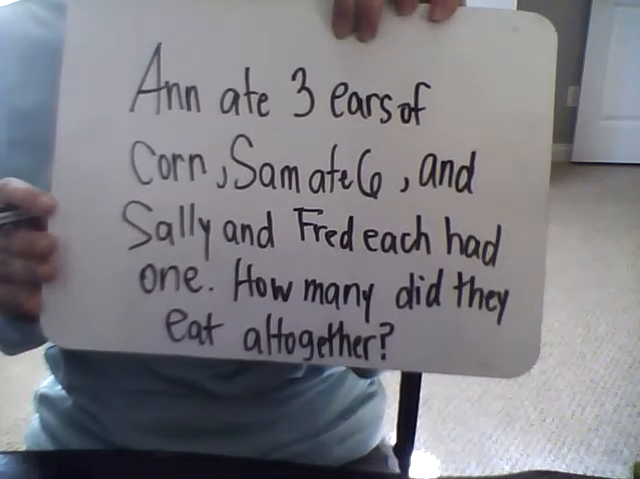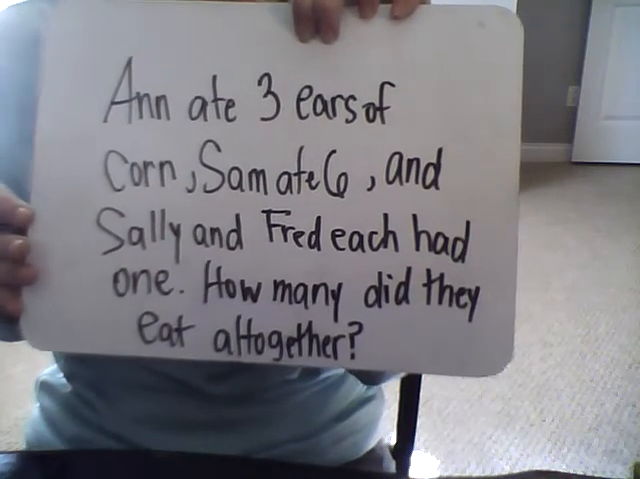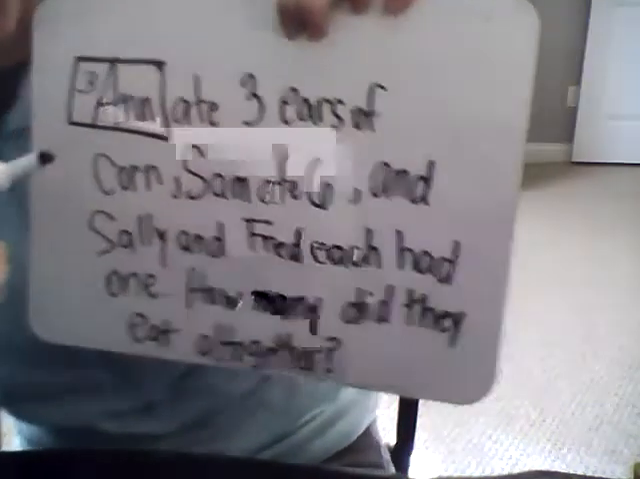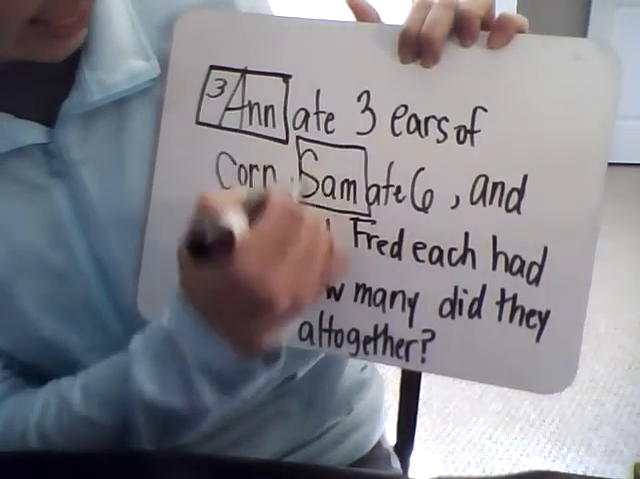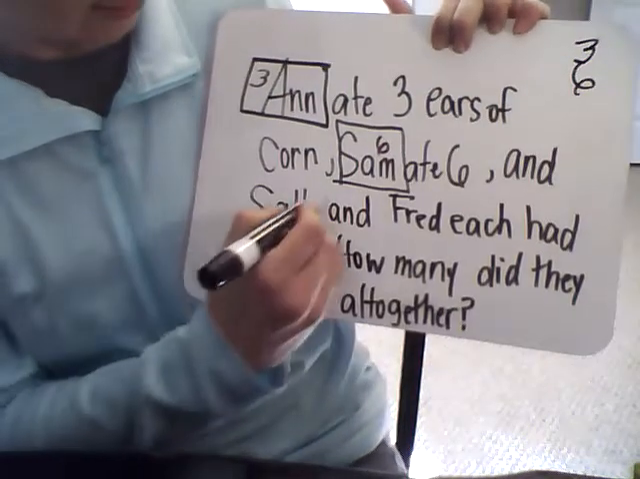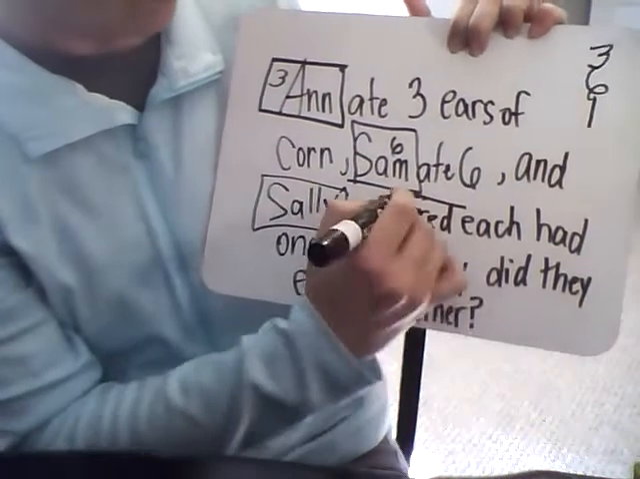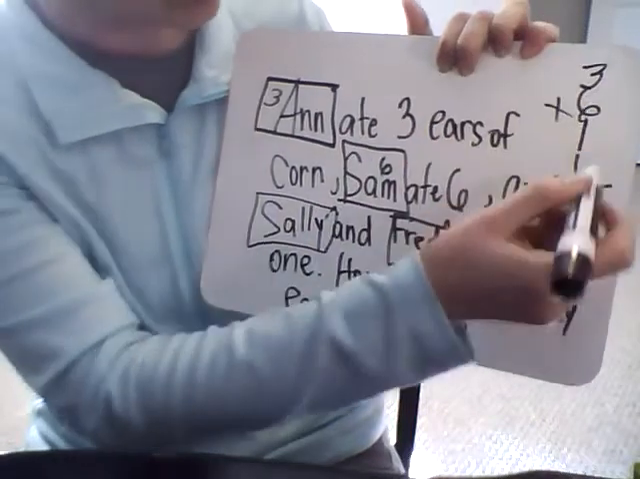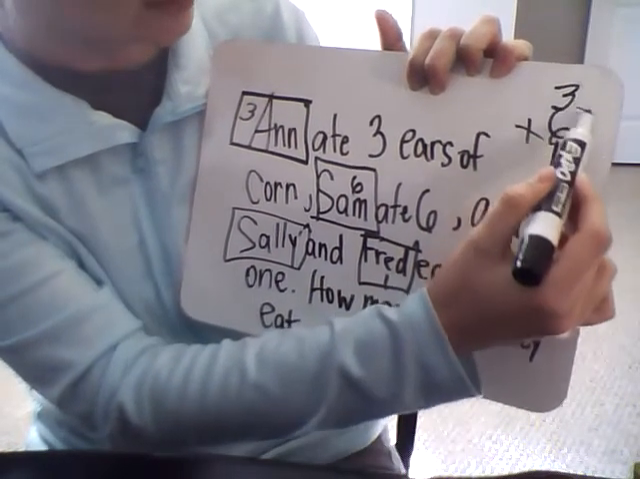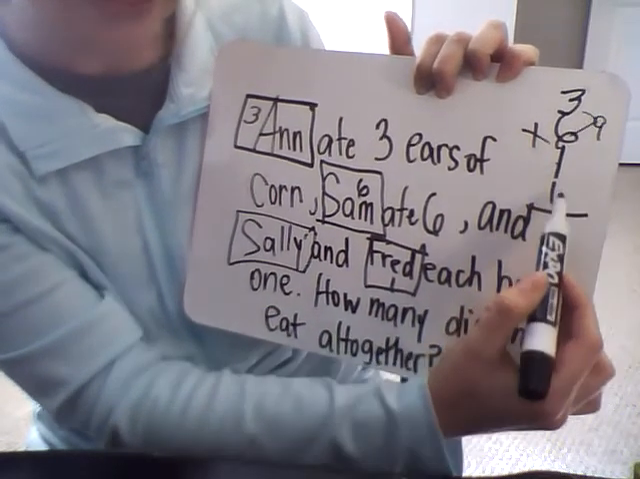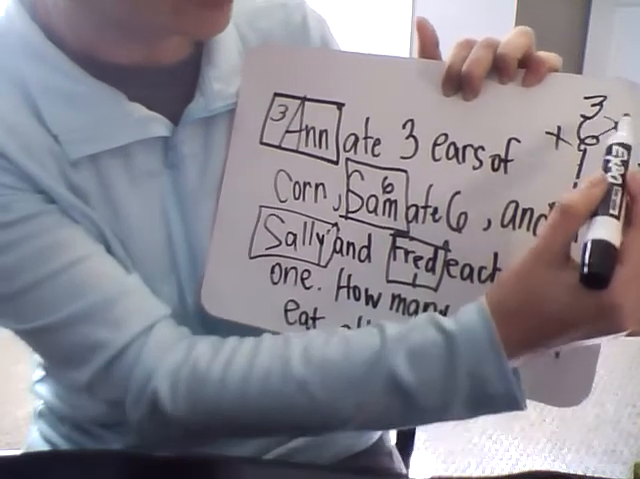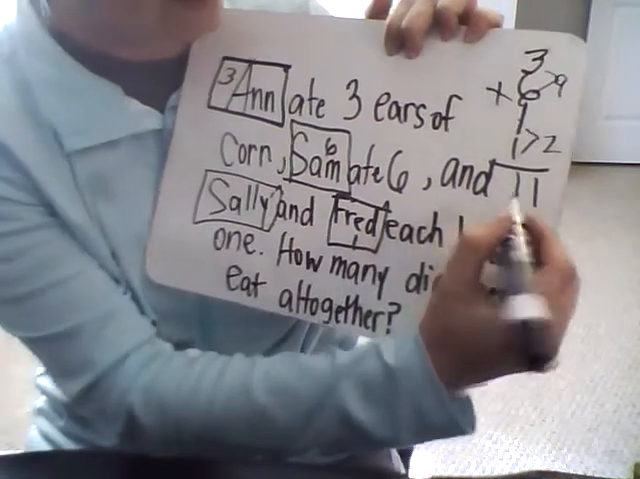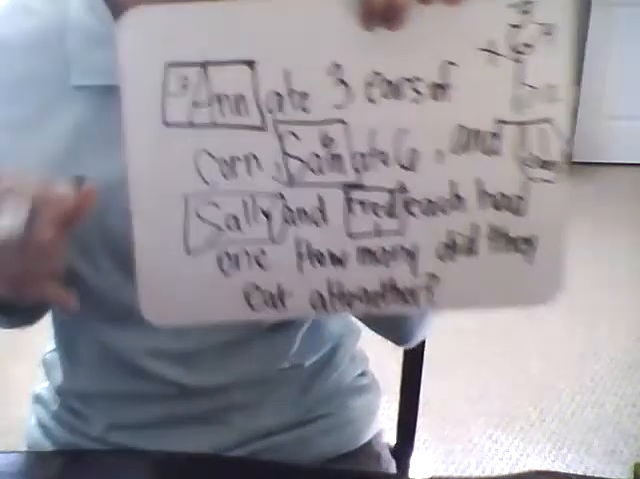Anne ate 3 ears of corn, Sam ate 6, and Sally and Fred each had 1. How many did they eat all together? Pause and solve. So Anne ate 3. I know Sam had 6. So I know I have 3 plus 6. Sally ate 1. And Fred had 1. I know that because it says they each had 1. So if we add them all together, we go 3 plus 6 is 9. Plus 1 is 10. Plus another 1 is 11. Because 9 plus 2 equals 11. So how many ears of corn did they eat all together? 11 ears. I'm going to circle my answer to make it clear because my workspace is pretty full.